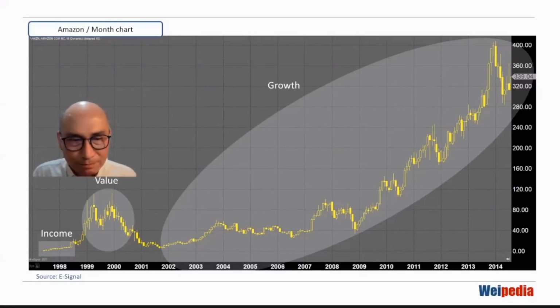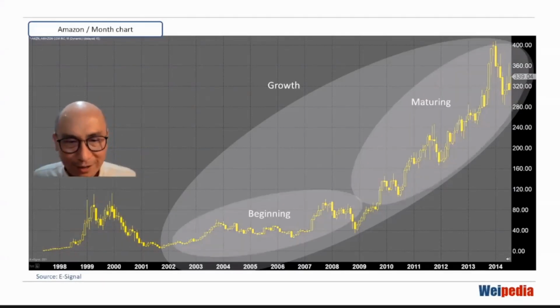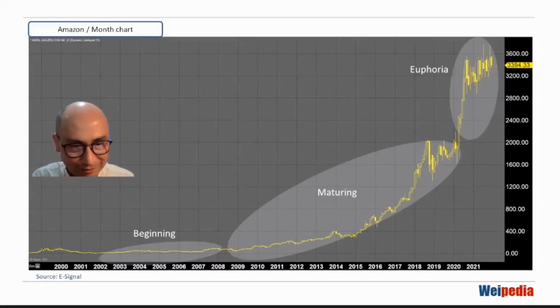Okay. Now, let's look at Amazon right now. Before 2014, we could see that there was a beginning stage after value. It entered into growth, it was a beginning stage. Then it went maturing. Now, let me just move to the timeline. You could see the beginning, maturing, and euphoria. Can you see that there's a certain characteristic about this whole growth, not just on Apple, not just on Hewlett Packard, but on Amazon as well.